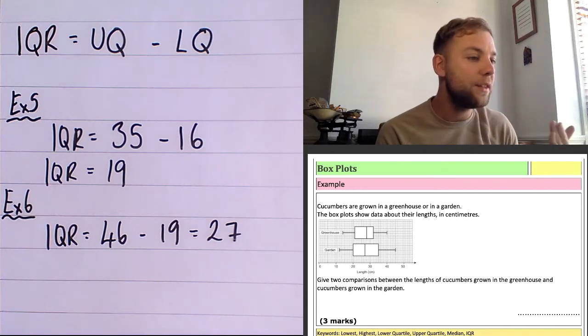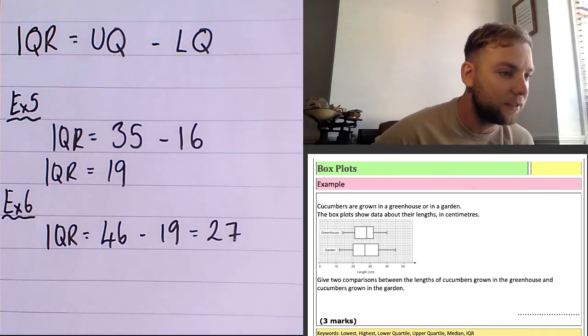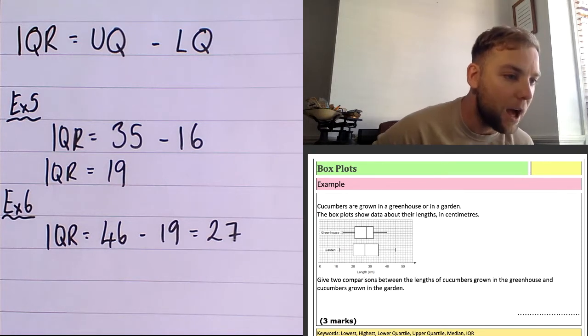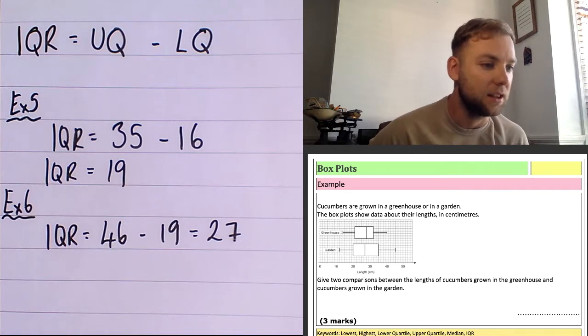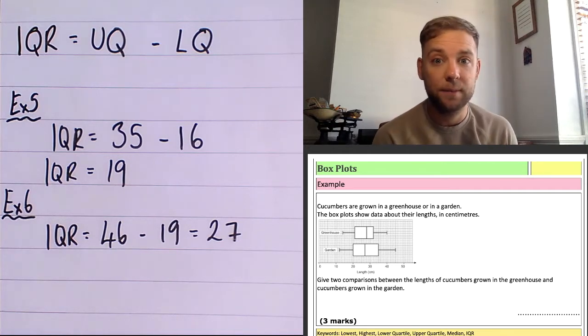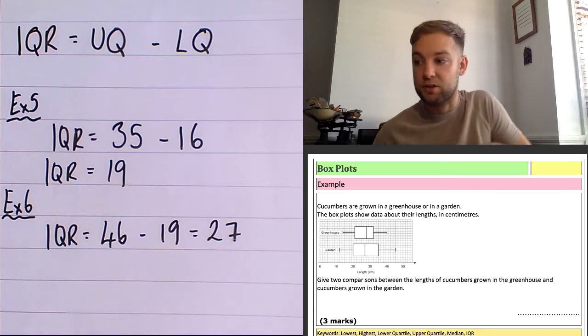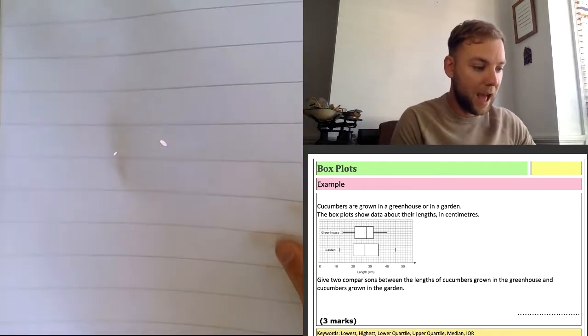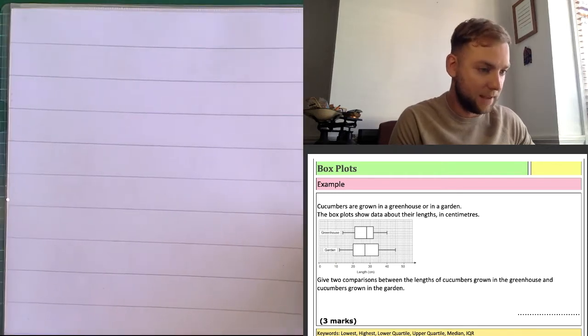People look at these comparisons and they say, for example, if this is looking at the length of cucumbers, well, the highest in the garden was this, the highest in the greenhouse was this, the lowest in the garden. They don't want that. What they're looking for here is a comparison of the median and the interquartile range. So let's have a look at this one together.